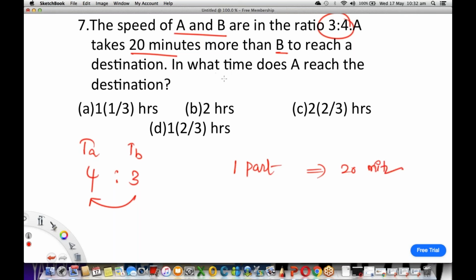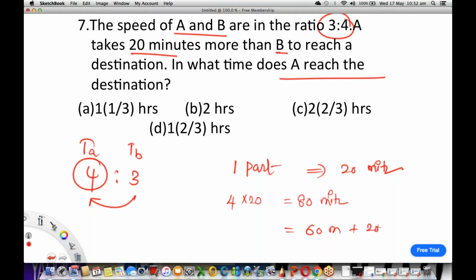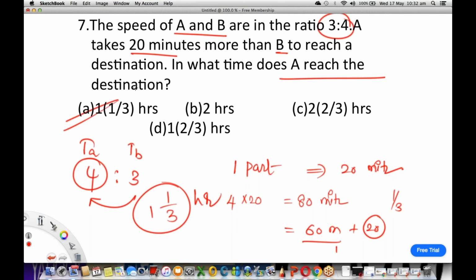Then what is the time to reach the destination? So 1 part is 20 minutes, means 4 parts will become 4 times 20. What is 4 times 20? 4 times 20 is nothing but 80 minutes. I am trying to write it as 60 minutes plus 20 minutes. 20 minutes is nothing but 1/3 of 1 hour. 60 minutes is nothing but 1 hour. So I can say the entire answer will be 1 1/3 hours. I can say my answer choice is option A.